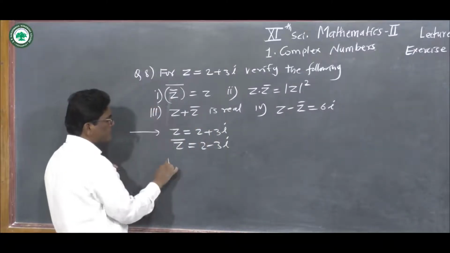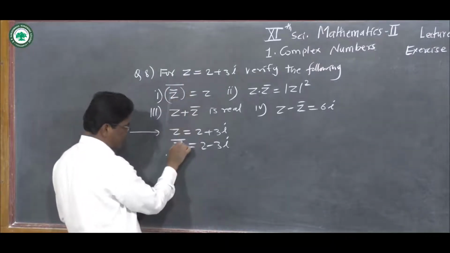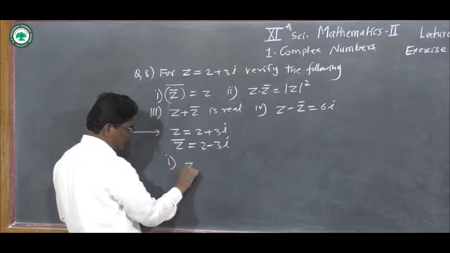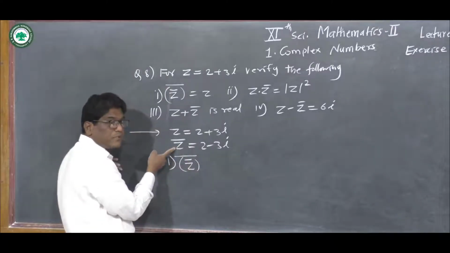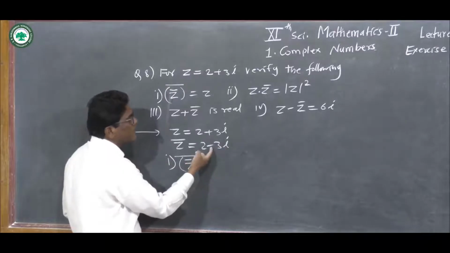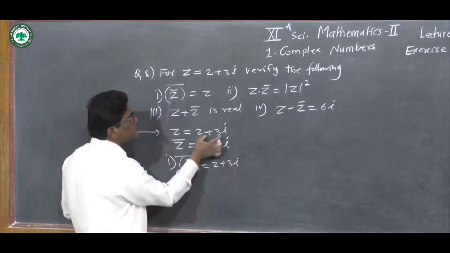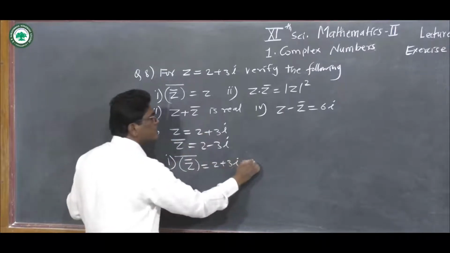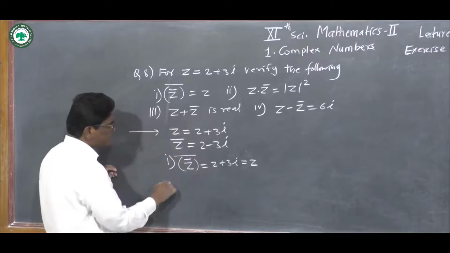Now the solution of the first: (Z bar) bar. Here we found Z bar, so take its conjugate again. Take the conjugate of this Z bar, which means change the sign of minus 3i. Here it becomes plus, so 2 plus 3i. And 2 plus 3i is nothing but Z. So it is equal to Z. This is the solution.